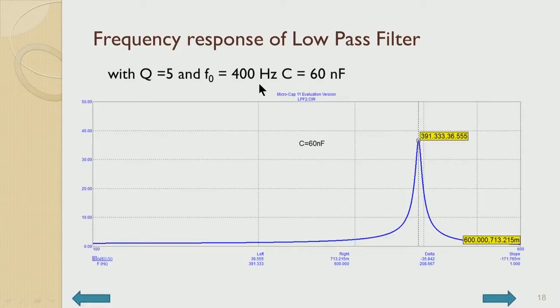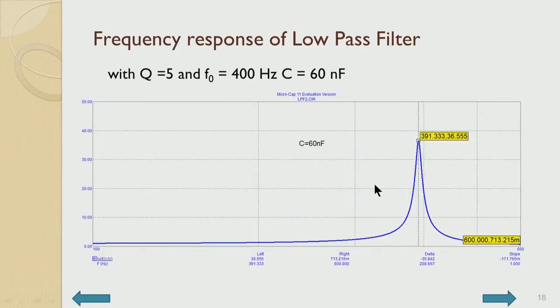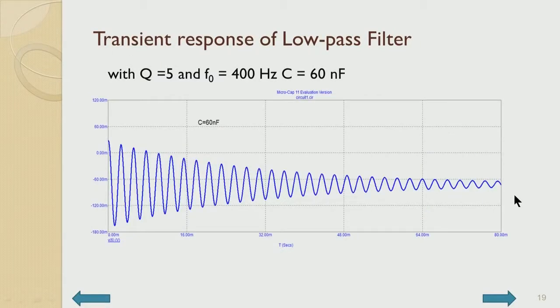Q equal to 5, f naught is increased now, from 40 hertz to 400 hertz with a C of 60 nanofarads. Now, you can see that this is very nearly 391 hertz, but the Q is nowhere near what we have designed. It is 5 that we have designed it for, but it is 36.555 in simulation. So, let us investigate why the Q is changing as the frequency is increased. Q is increasing from the design value of 5, and that is the transient response. Actually, Q of 5 means there should have been only 5 peaks, and we see now very nearly 37-40 peaks in the whole transient response for the same circuit. So, what is it due to?